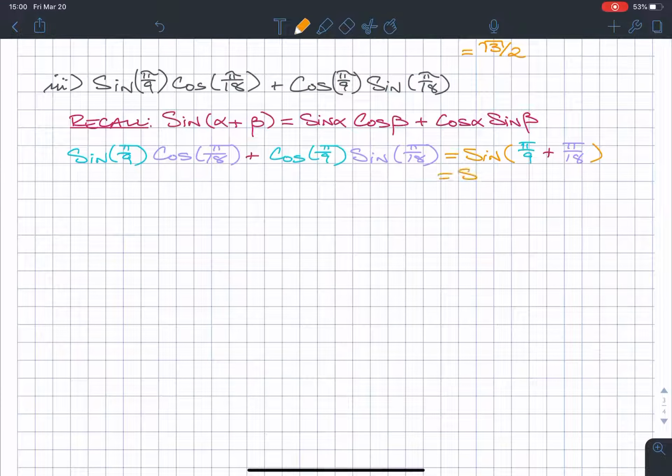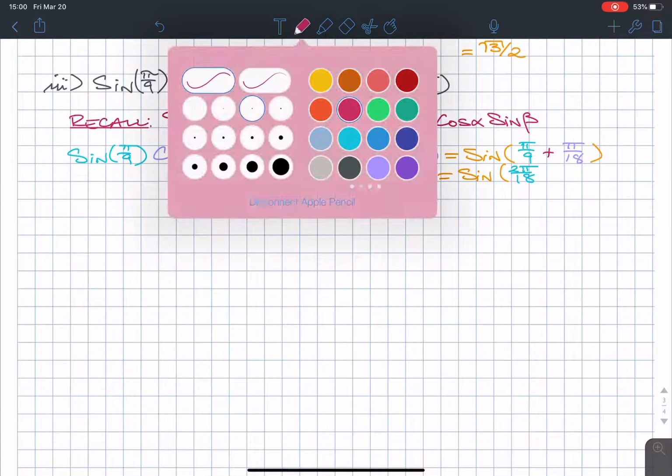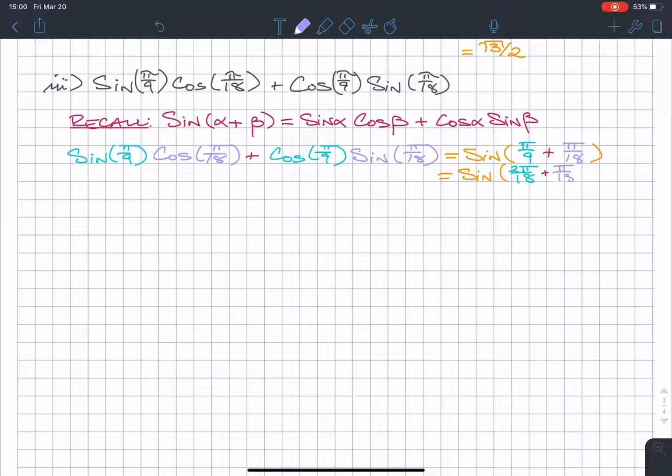Okay, so in order to get a common denominator, I need to multiply pi over 9 top and bottom by 2, so that's 2 pi over 18 plus 1 pi over 18, and 2 plus 1 is 3, so I know this will be sine of 3 pi over 18. 3 goes into 18 6 times, so this is sine of pi over 6, which is 30 degrees. So the y-coordinate is 1/2. Agreed?